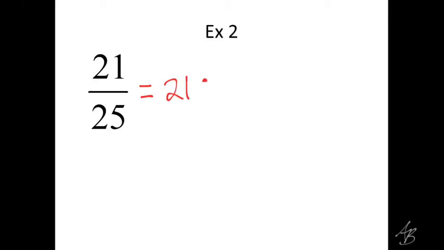All right, next example. Example 2, we've got 21 over 25. We want to convert that to a decimal. So again, we're going to use our calculator, and what are we going to type into our calculator? 21 divided by 25. So I'm going to put an equal sign, 21 divided by 25, and that equals whatever the calculator gave us, 0.84.